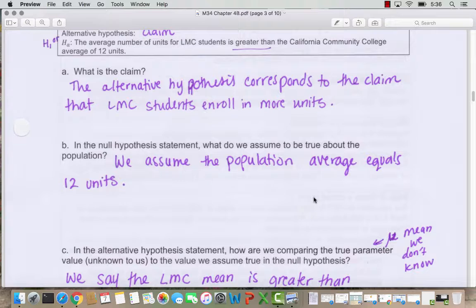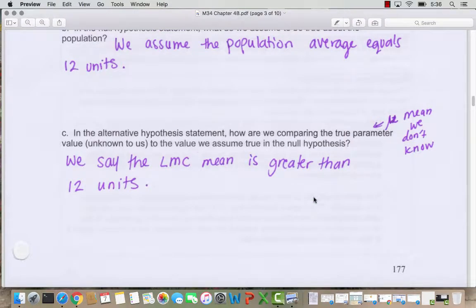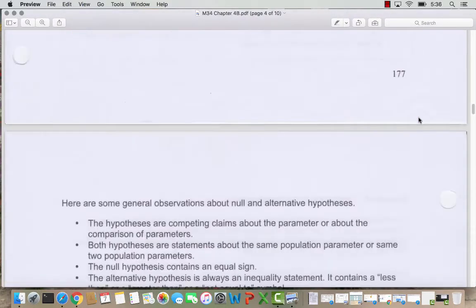So in the null hypothesis, what are we assuming is true about the population? So the null hypothesis always has equality in it. So in this case, we assume the population average, or the population mean mu, equals 12 units. So in the alternative hypothesis, how are we comparing the true parameter, which I drew a note here that this is mu, the mean, that we don't actually know. So how are we comparing the true parameter value unknown to us to the value that we assume is true? So we're saying in the alternative that the LMC mean is greater than 12 units.